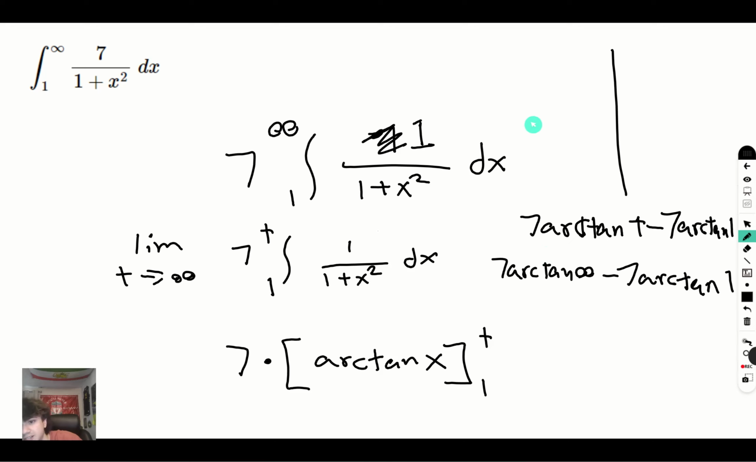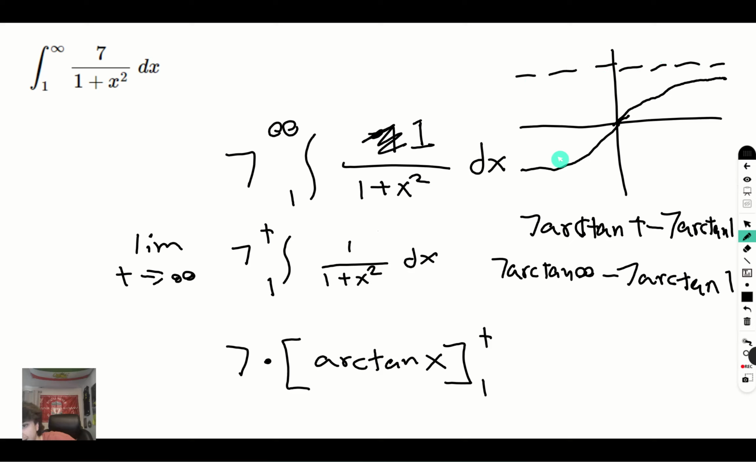Let's draw out our arctan equation to figure out what arctan of infinity is going to be. Here's the graph of arctangent, and here we have two asymptotes. One is at pi over 2, and one is at negative pi over 2. So as x approaches infinity, the y value approaches pi over 2, so arctan of infinity is pi over 2. That times 7 gives you 7 pi over 2.